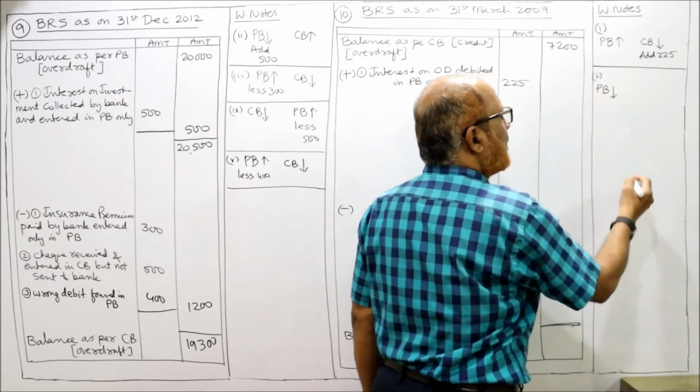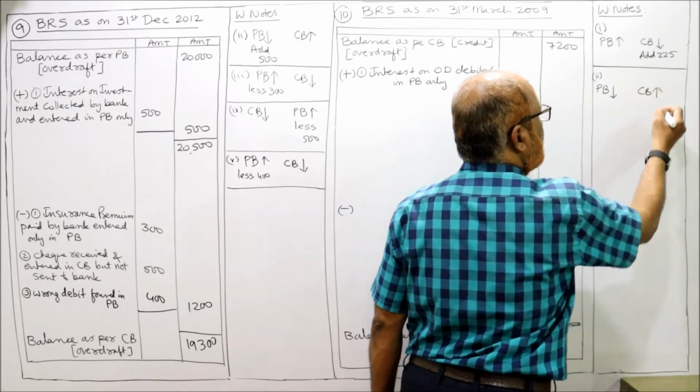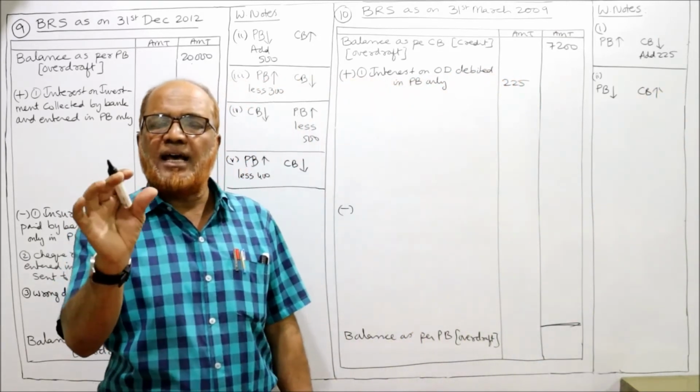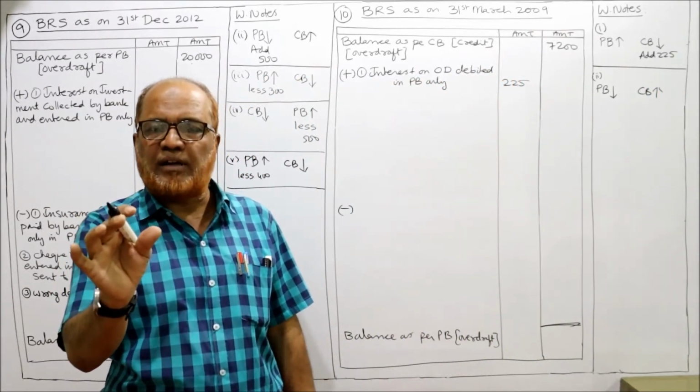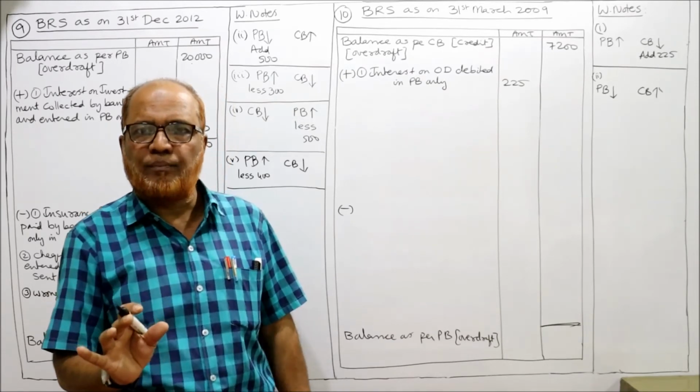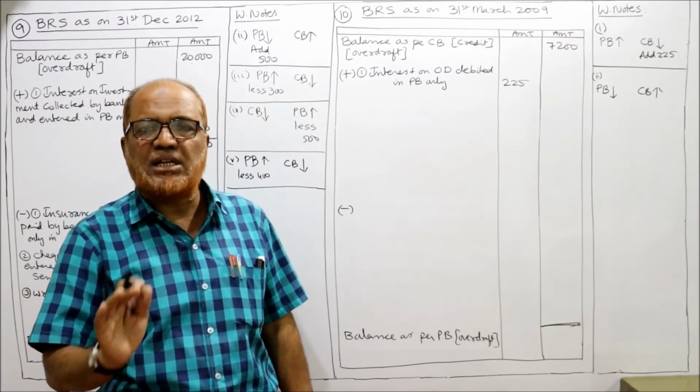Passbook overdraft will come down. Cash book overdraft is still showing more balance. The banker has collected interest on investment and credited the passbook. The passbook overdraft has decreased.